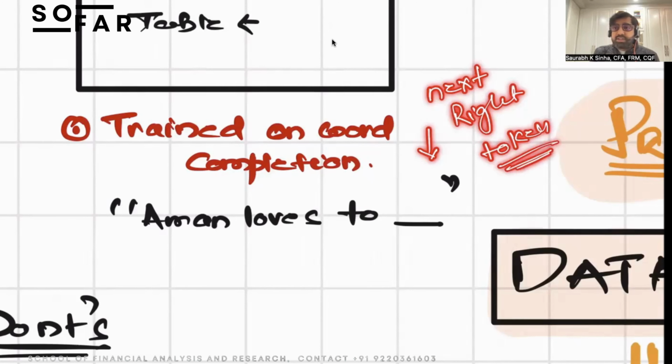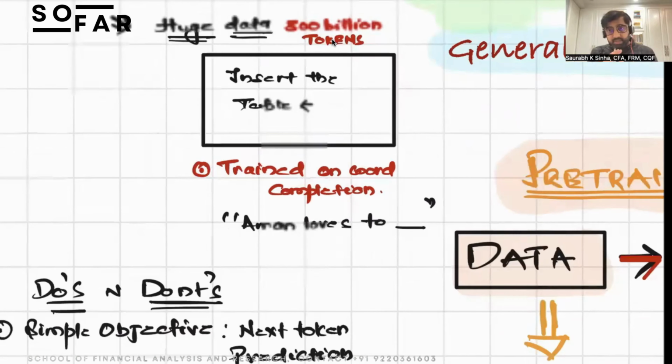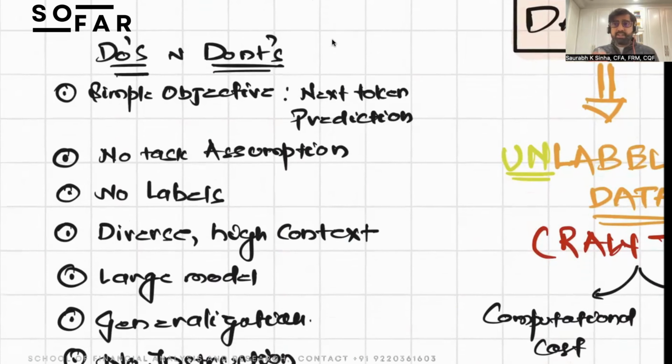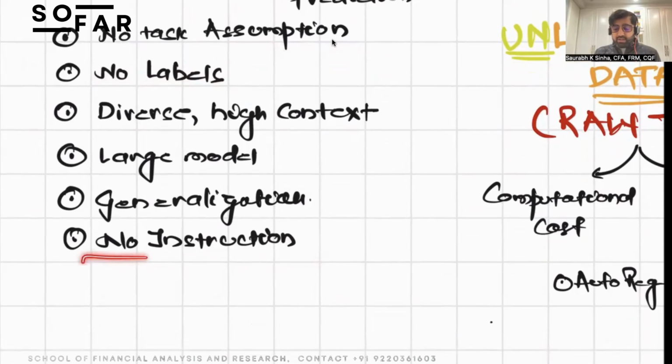In our discussion, we are saying token is equal to word. However, token can change as well. That's it. That is a simple objective. Let's read the do's and don'ts of the pre-training stage. It should have a simple objective: simply predict the next token. You don't provide any information about the task, any information related to labels, or any instruction.